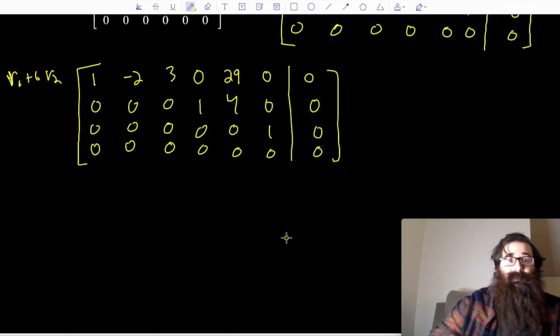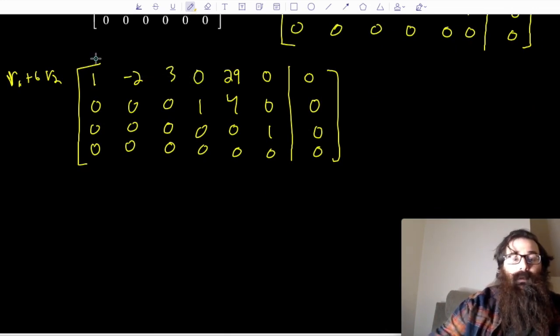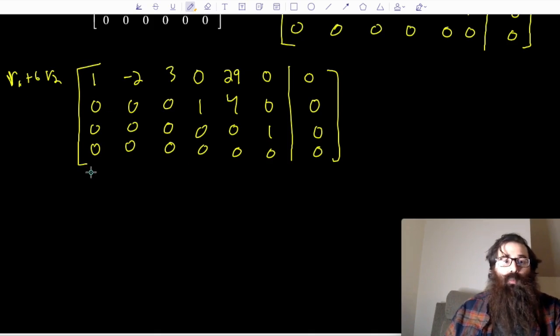All right, let's talk about our free variables. If it is a pivot column, the variable that lives there is the basic variable. In column 1 is where x of 1 lives. It is a basic variable. Column 2 is not a pivot column. This is where my free variable is. Column 3 is not a pivot column. Got another free variable there. Column 4, I got a basic variable.